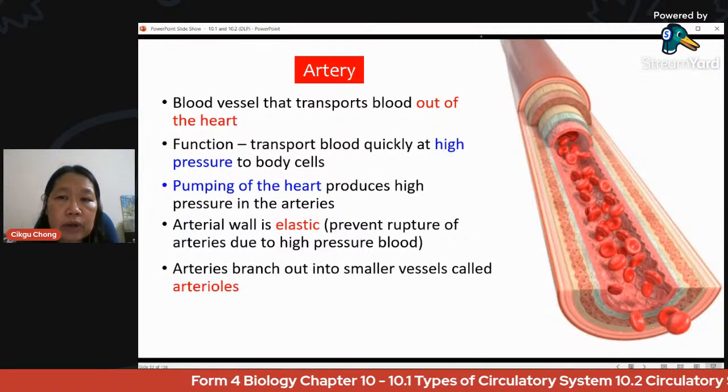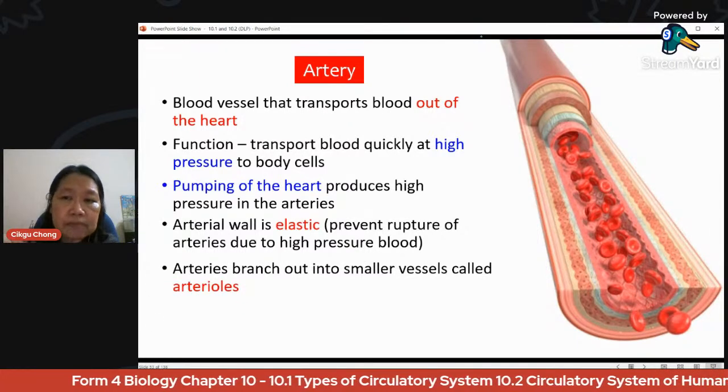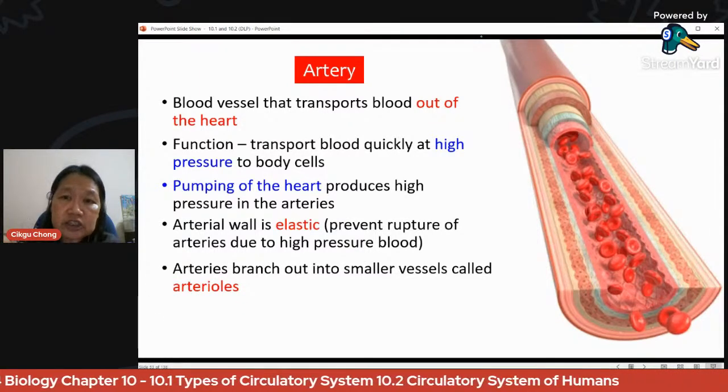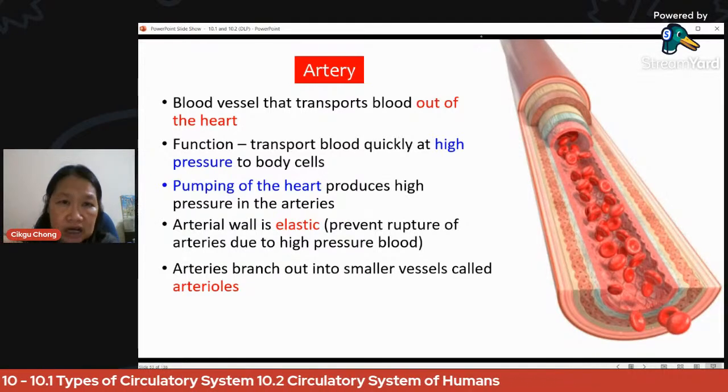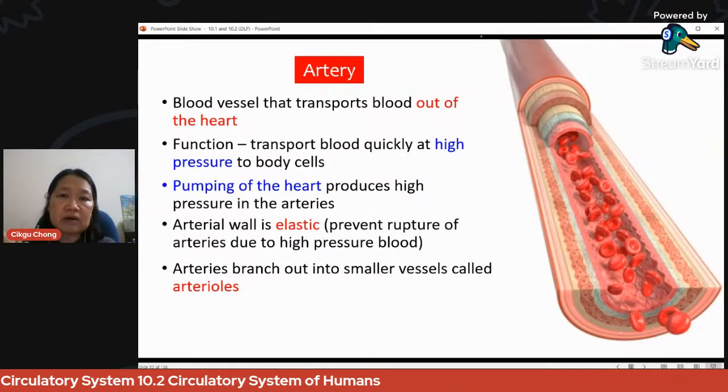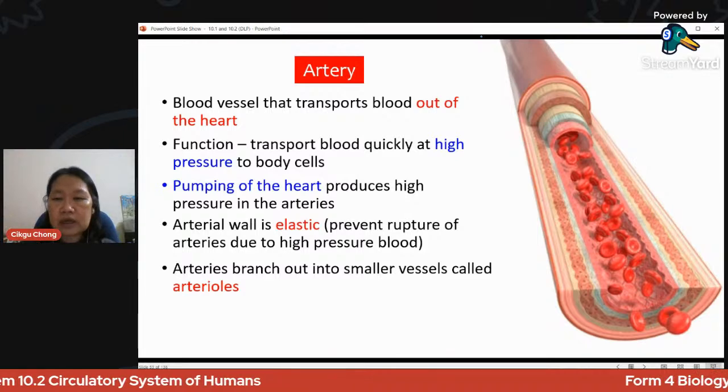Okay. And therefore, when we feel our pulse, the pulse comes from the artery actually. You can only feel the pulse at the artery. For the vein, you cannot feel the pulse because it's at low pressure.